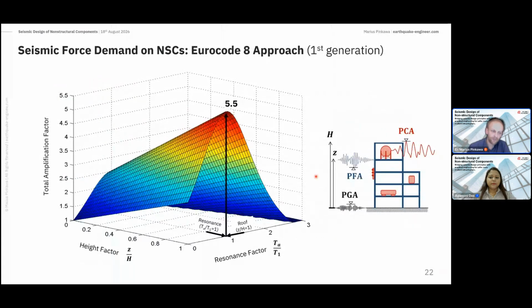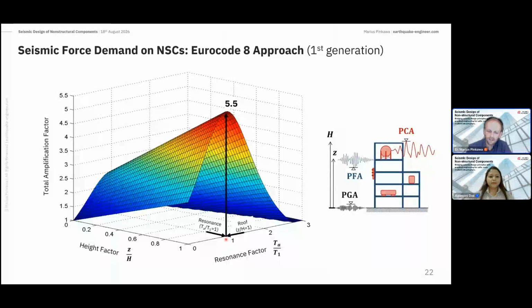You see, we have the total amplification factor, we have the height factor. If we go from the ground to the top of the structure, there is a linear increase, so the demand gets higher. Here we have the resonance factor, which depends on the period of the component and the fundamental period of the building structure. If they are the same, we have resonance.